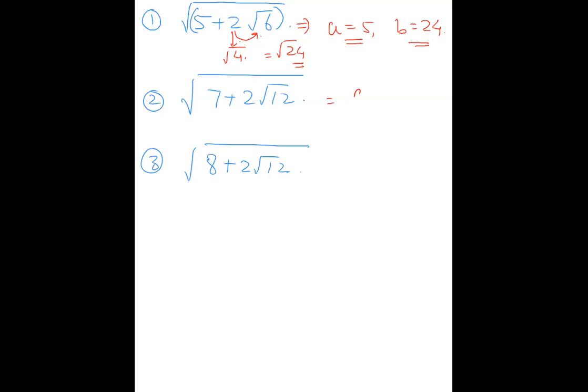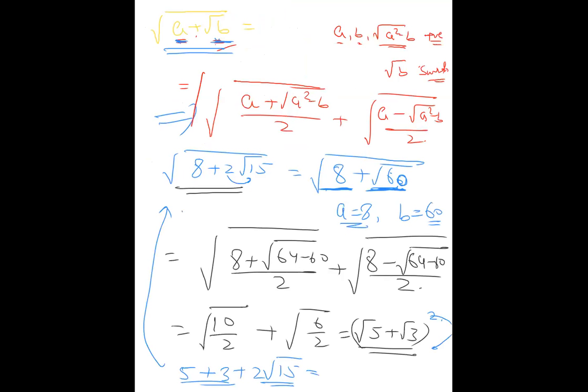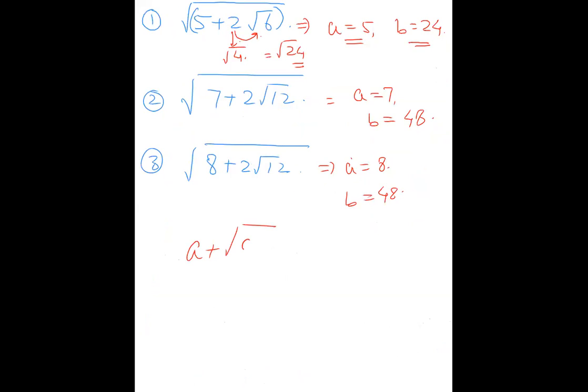In this again, a is equal to 7, b is equal to 48. And in the third case, a is equal to 8, b is equal to 48. In every case, we have to apply the simple formula, this one: under root of a plus under root of a square minus b by 2, in the under root plus.